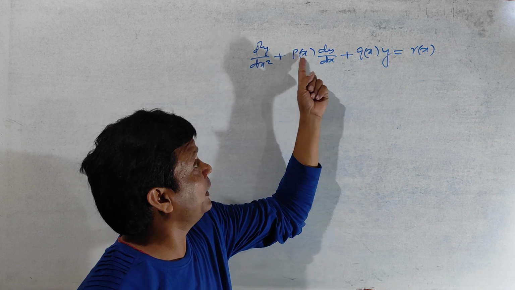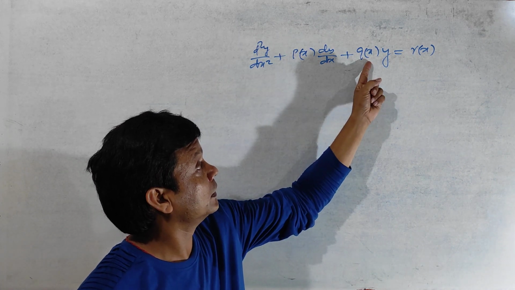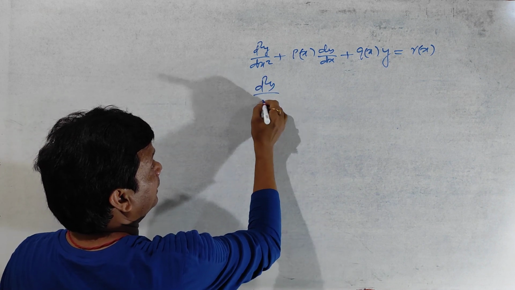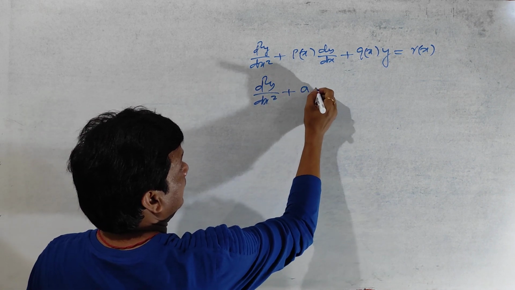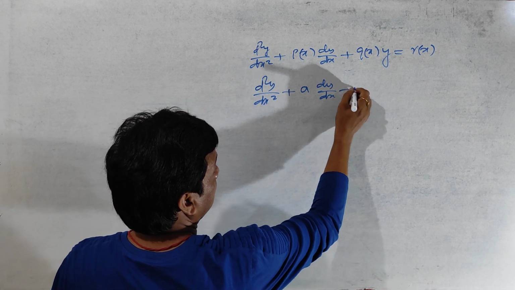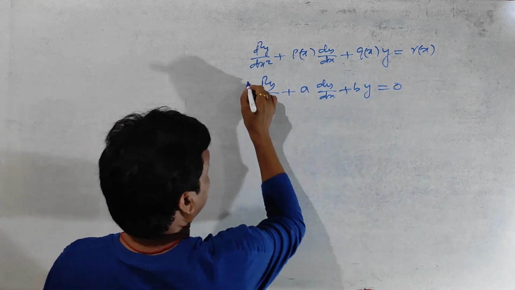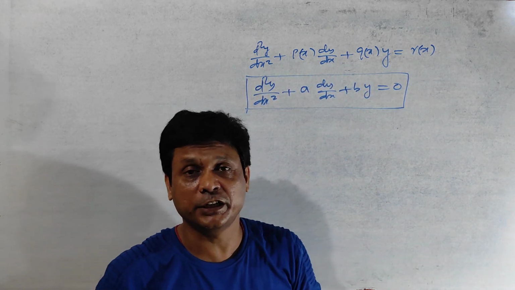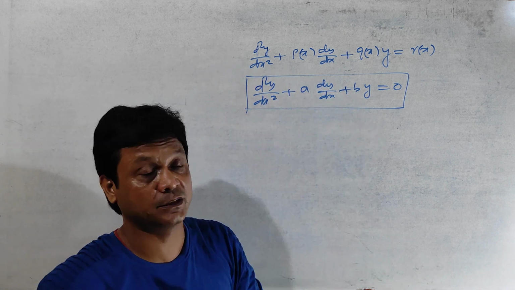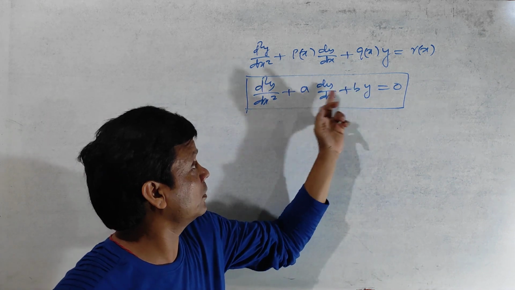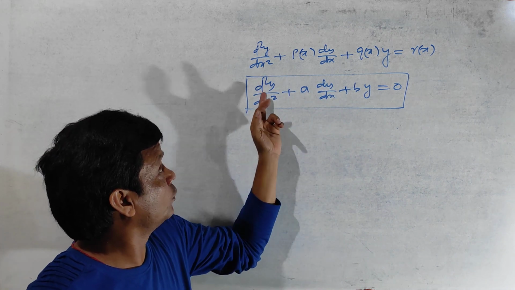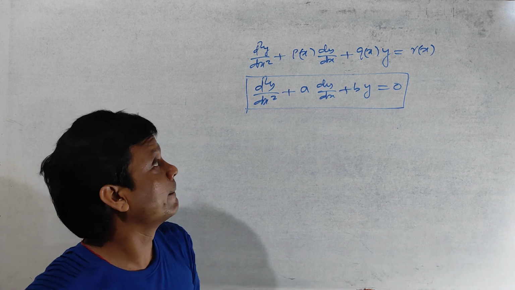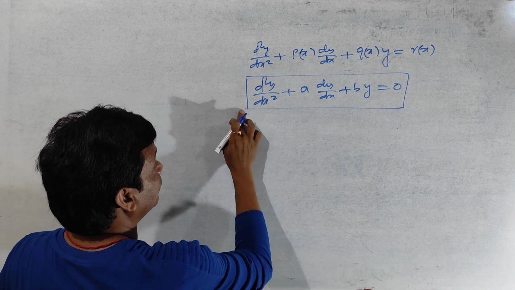Clear? And if p, q are constants and the right hand side is 0, that means in this form, d square y by dx square plus a into dy by dx plus b into y is equal to 0, this is called second order homogeneous linear differential equation with constant coefficients, because the coefficients are constants. And remember, the coefficient of d square y by dx square should always be 1. Clear? And how to solve this one?